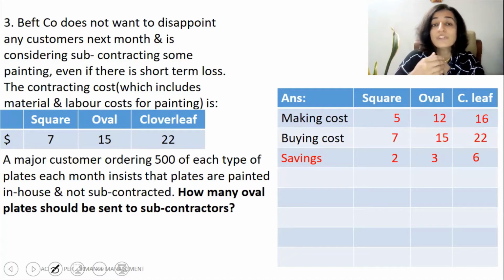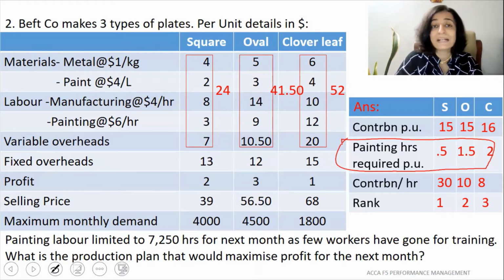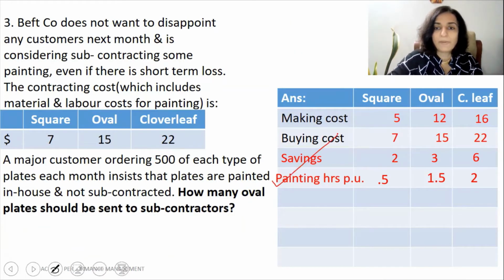Next, what should you do? We should calculate the savings per hour. The painting hours per unit is something that we already calculated in subpart 2. So this is the answer that we calculated in subpart 2, that is, painting hours required per unit. It is 0.5, 1.5 and 2. So we will copy the painting hours required per unit into our answer for subpart 3. So I've copied the painting hours per unit, that is 0.5, 1.5 and 2.